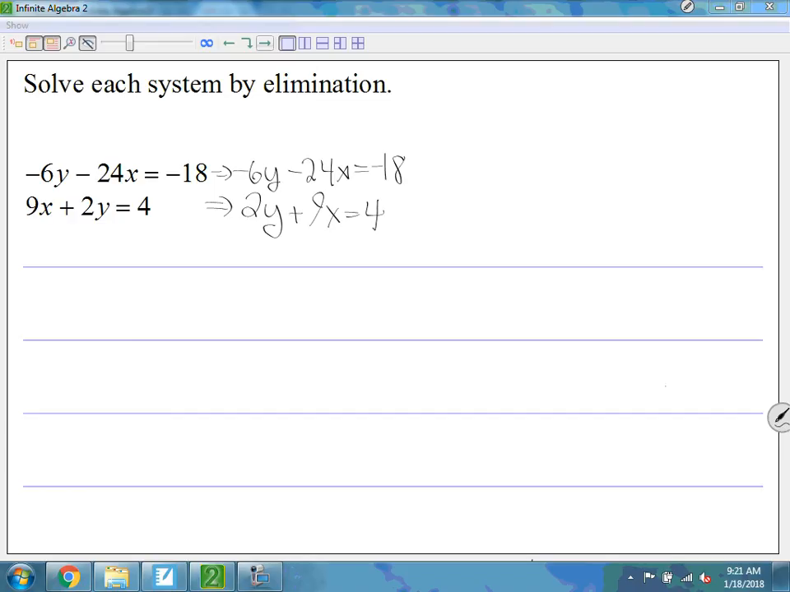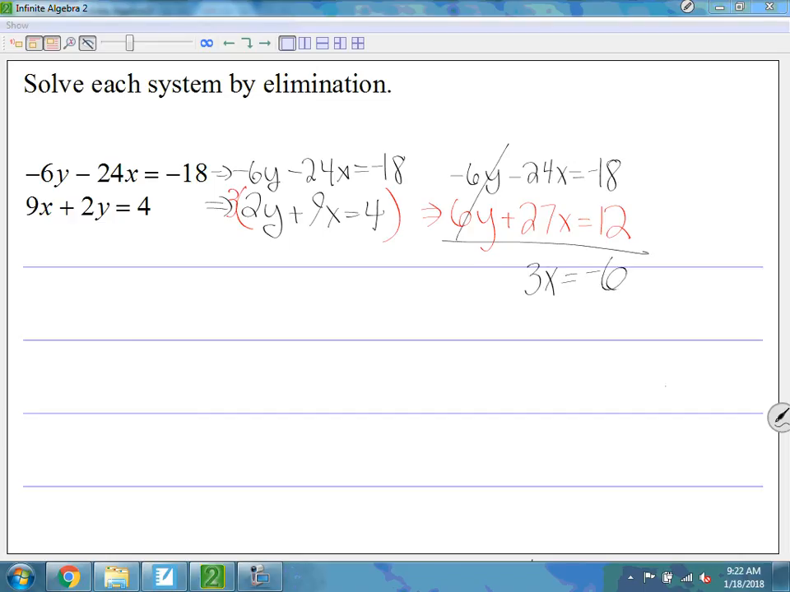All right, and sorry, what did you say you wanted to cancel? I want to cancel the y's. Okay, so how would you do that? So I'm going to multiply the bottom. 2y, so that'd be 6y. And then 27x equals 12. And then your y's will cancel. And then it would be 3x equals 6. You could divide by 3 on both sides.